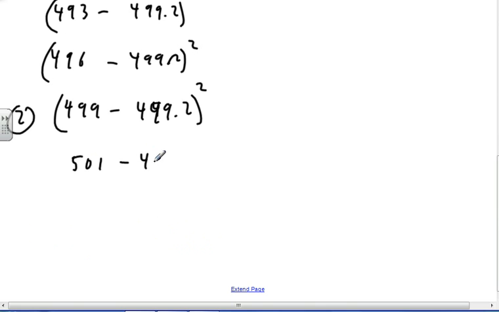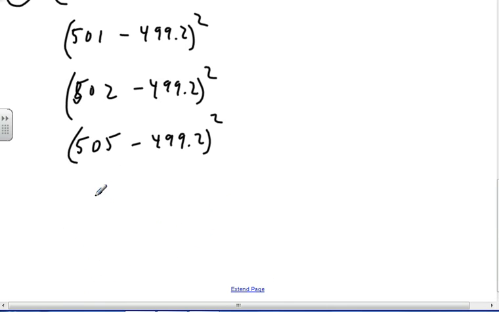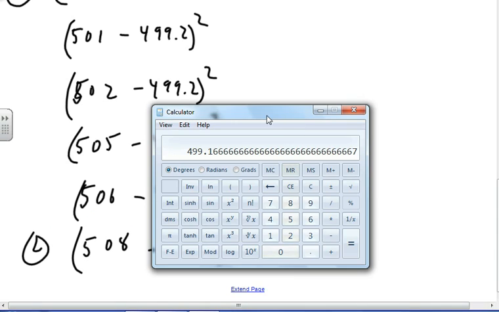501. You know, it probably would have been better just to do this subtraction in my head and to write all this stuff down. 502, 499.2 squared, 505, 499.2 squared, 506, 499.2 squared, and I want two of these guys, 508, 499.2 squared. Alright, back to my calculator.